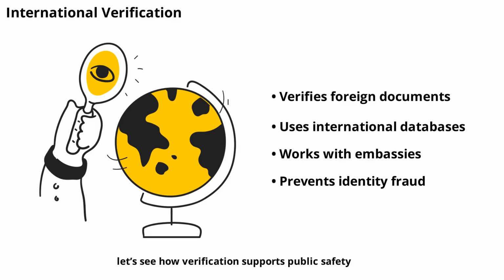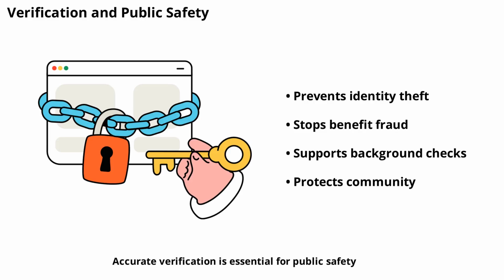Next, let's see how verification supports public safety. Accurate verification is essential for public safety. By confirming identities and credentials, government offices help prevent crimes like identity theft, benefit fraud, and even terrorism. For example, background checks for sensitive jobs or licenses rely on thorough verification. This process protects not just individuals, but the entire community.